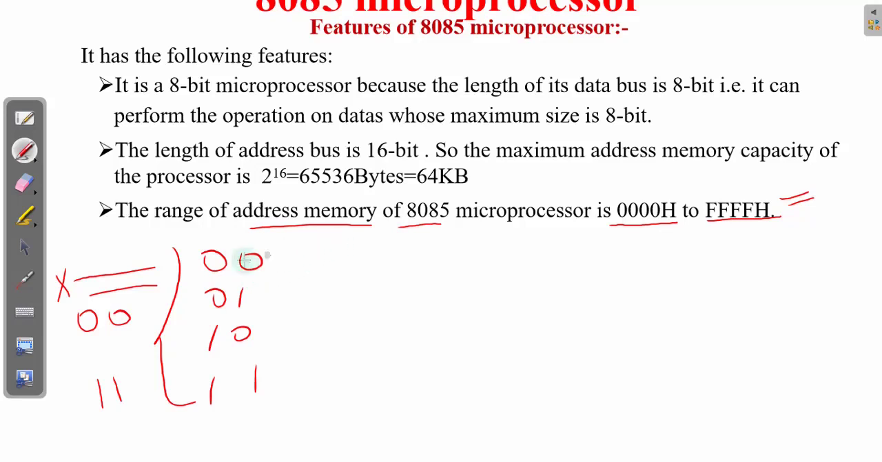Similarly, instead of a 2-bit microprocessor, suppose I am having a 16-bit microprocessor. It means the starting address will be this one.